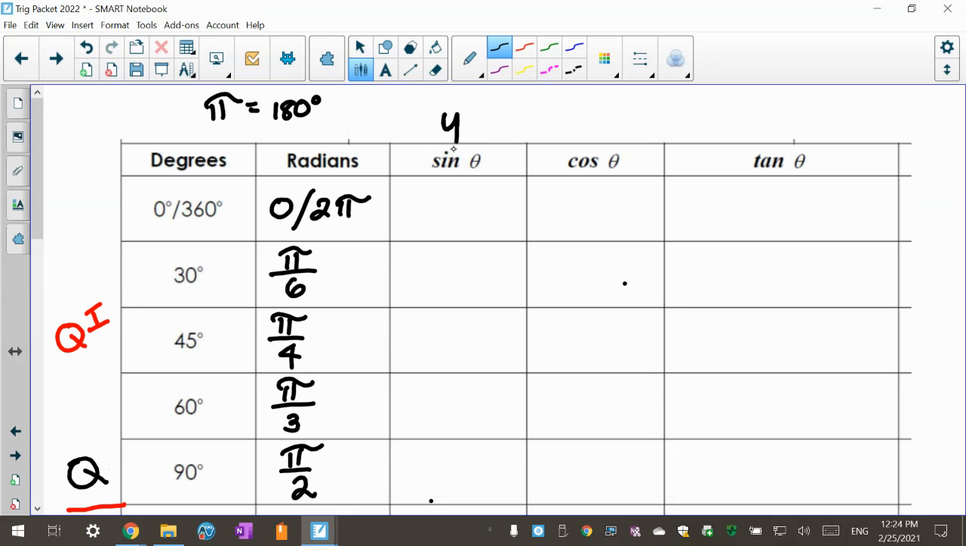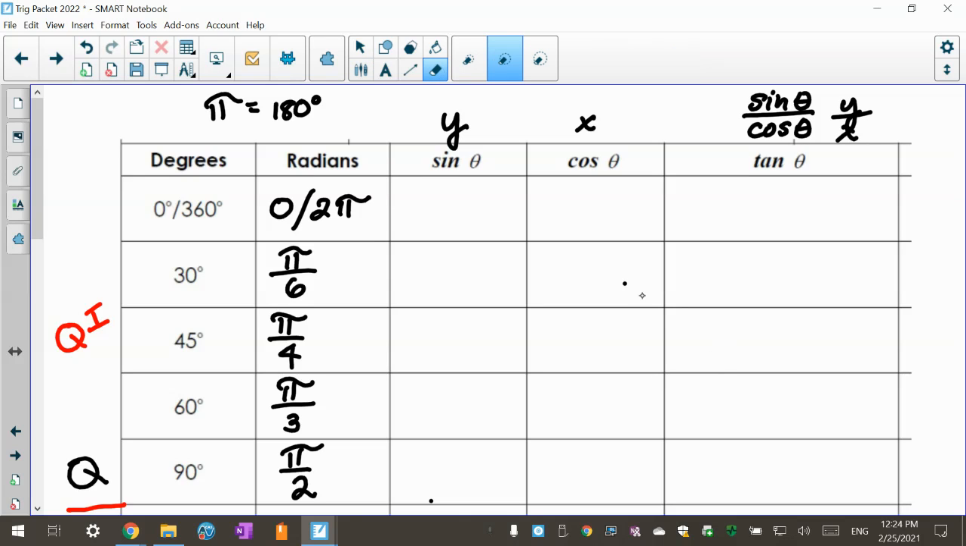So sine is our y part, cosine is our x. So sine of the angle is our y value, cosine of the angle is our x value, tangent is sine of the angle divided by cosine of the angle, or y over x, okay? So I'm going to go through and just do the quadrantal ones first.